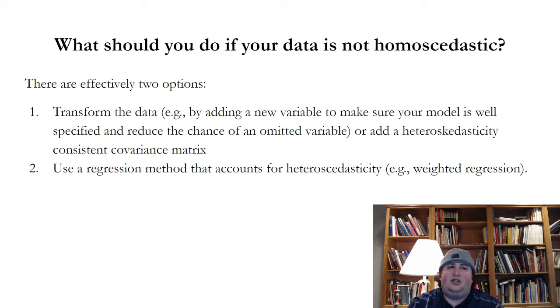There are effectively two options. The first is to transform the data by adding a new variable to make sure your model is well specified and reduce the chance of an omitted variable. The second option is to add a heteroscedasticity consistent covariance matrix. Those are effectively the two options.